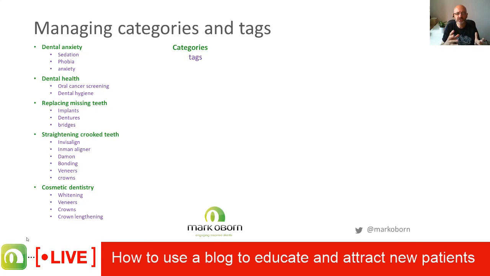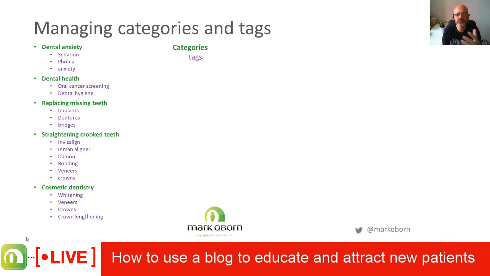So have categories as your overarching problem that you're helping a patient with. I would have categories as things like dental anxiety, dental health, replacing missing teeth, straightening crooked teeth, cosmetic dentistry. Have these as your main categories for blog posts. Then have tags as those treatments and things you're talking about within that overarching category.